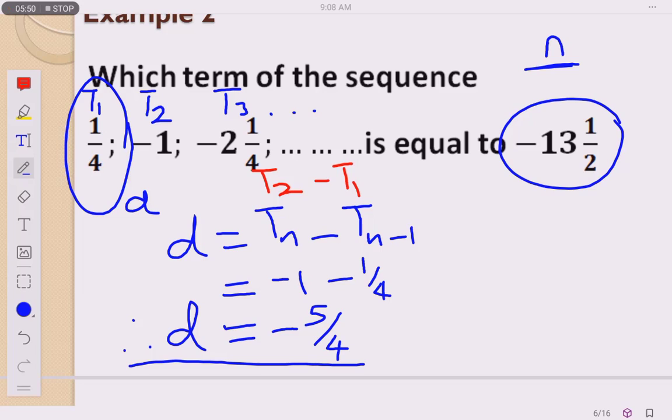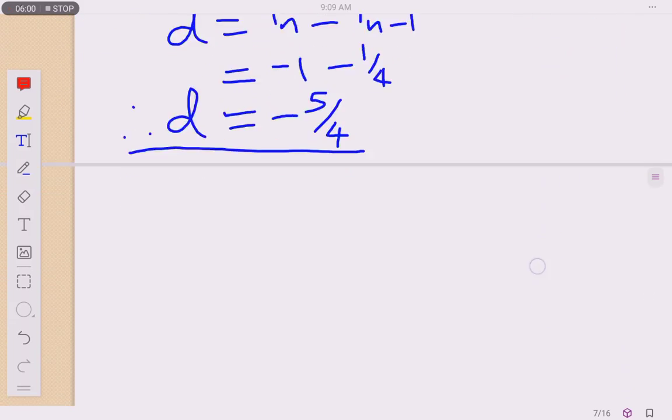Okay. Now, for us to find the n there, which is equivalent to this number, minus 13.5, we have to use that formula to find the nth term.